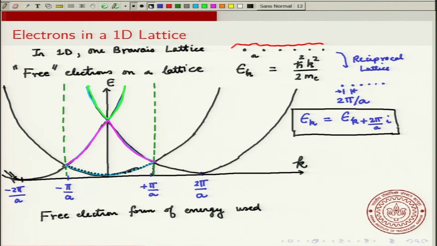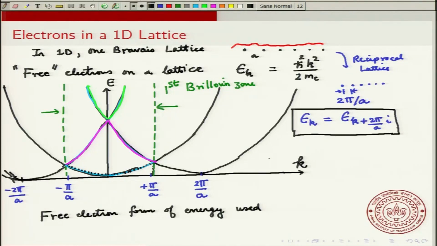Now, incidentally, this region from here to here, this region of k from minus pi by a to plus pi by a, is called the first Brillouin zone. In 1D, the first Brillouin zone just looks like a region in k, minus pi by a to plus pi by a. So if you know the energy in the first Brillouin zone, you can calculate the energy everywhere else, just by imposing the periodicity of this first Brillouin zone.